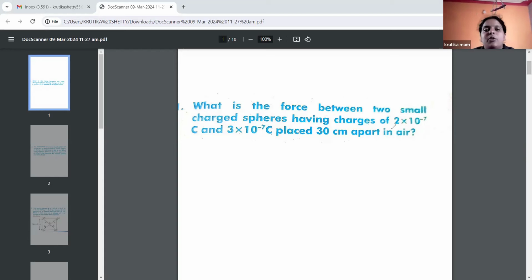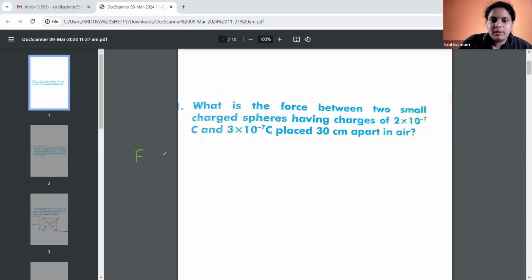Okay. So this formula is not based on the electric field intensity. The force is based on the Coulomb's law, not the electric field intensity. Based on the Coulomb's law, it is a very simple numerical. So for 2 marks, we can expect such type of numericals.